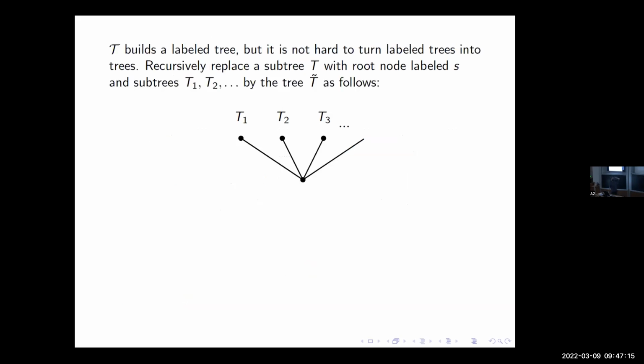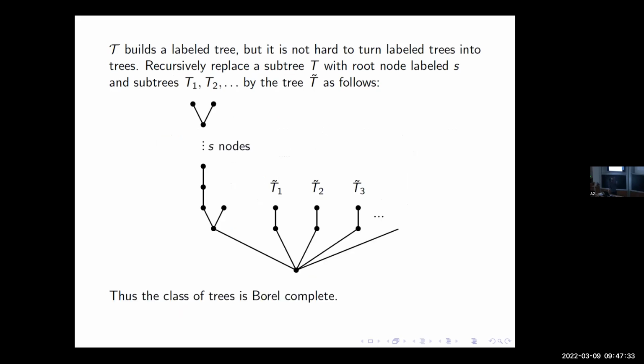Okay, so it builds a labeled tree. Technically, we need a tree. But it's not hard to turn a labeled tree into just a tree. So say we have a tree like this. It's a recursive kind of construction. We have a tree and it's got all these subtrees, T1, T2, and T3, and it's got some label. So the root there has some label S. What we're going to do is recursively do whatever this procedure is to all those subtrees over on the right-hand side.